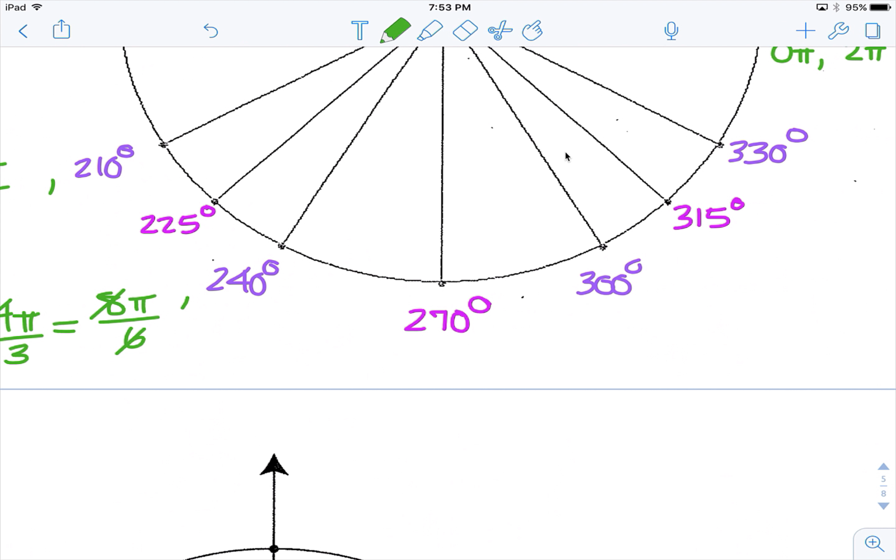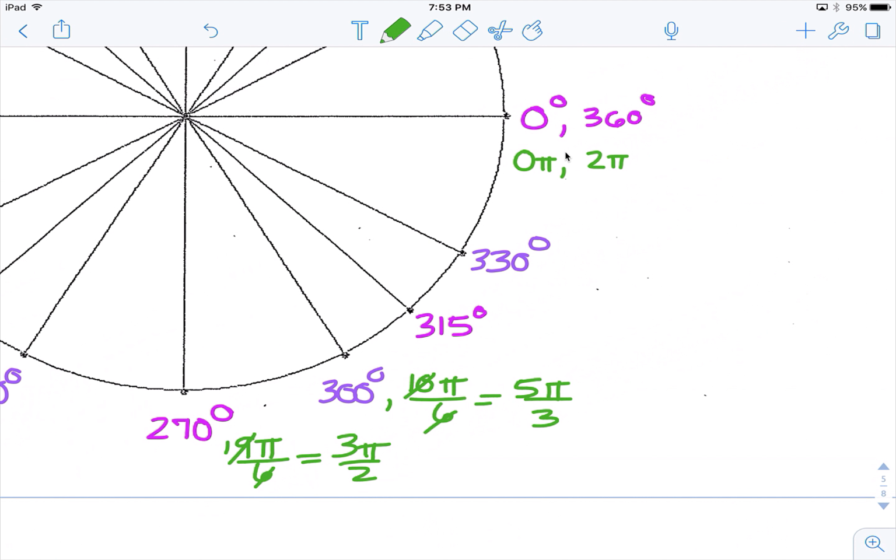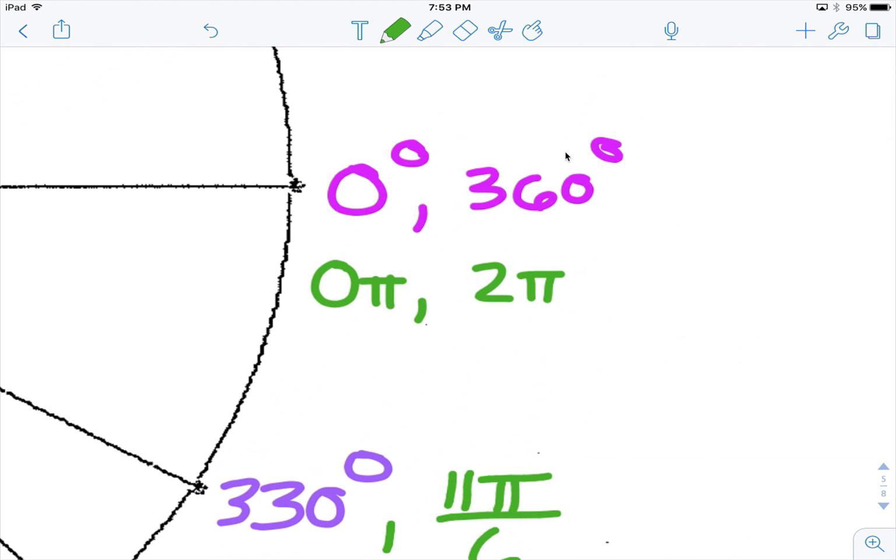The next one would be 9 pi over 6, which reduces to 3 pi over 2. At 300, we have 10 pi over 6, which is the same as 5 pi over 3. At 330, we have 11 pi over 6. And then back at 2 pi, that would be the same as 12 pi over 6, but we reduce that to 2 pi.